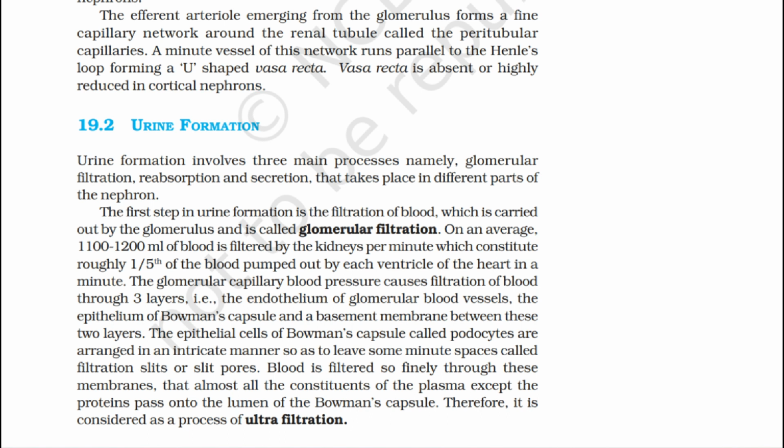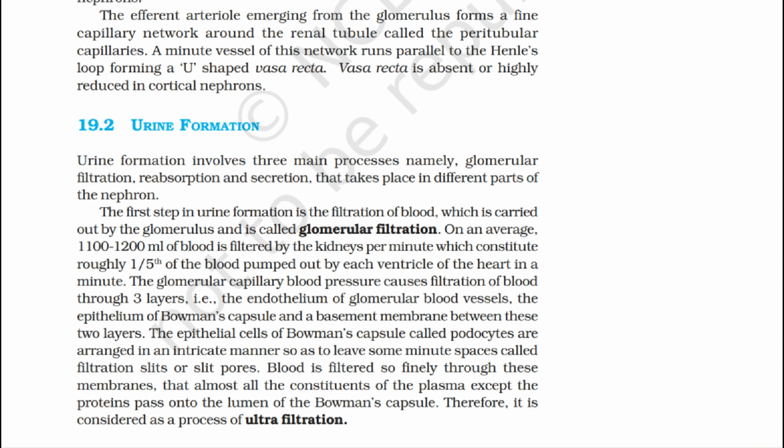Urine formation. Urine formation involves three main processes, namely glomerular filtration, reabsorption and secretion, that take place in different parts of the nephron. The first step in urine formation is the filtration of blood, which is carried out by the glomerulus and is called glomerular filtration. On an average, 1,100 to 1,200 milliliters of blood is filtered by the kidneys per minute, which constitutes roughly 1/5th of the blood pumped out by each ventricle of the heart in a minute.